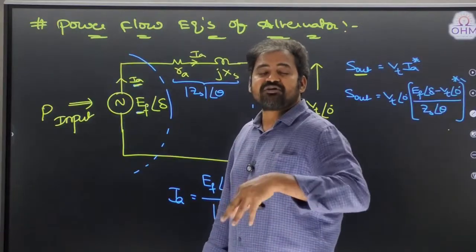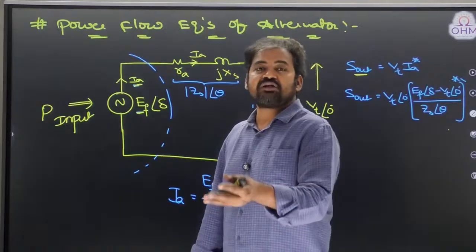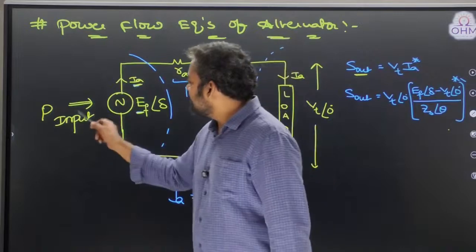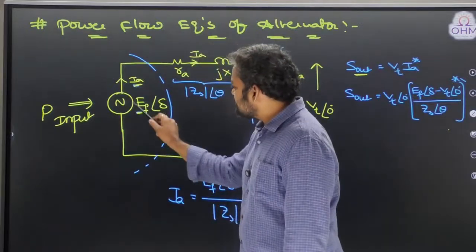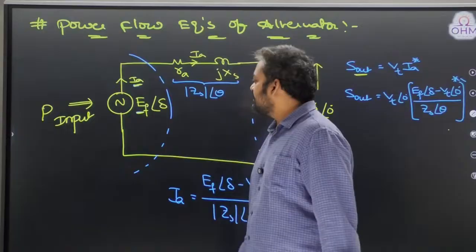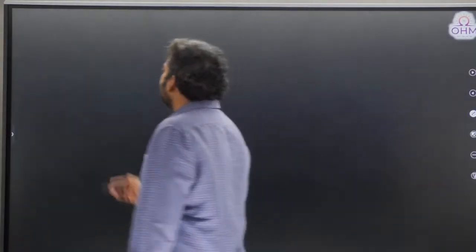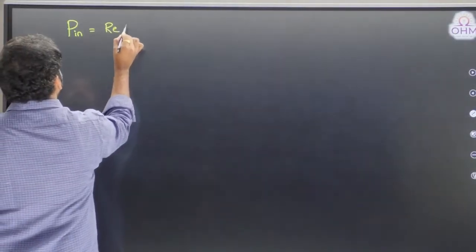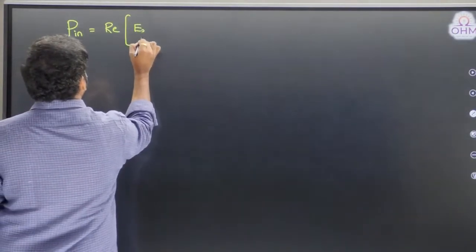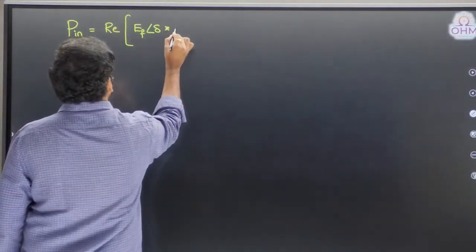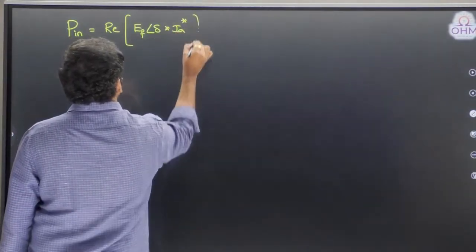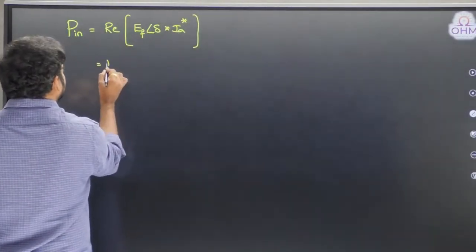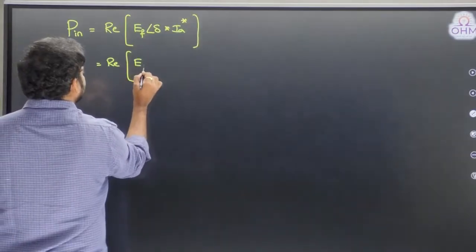If you calculate VI conjugate, that will give you complex power. If you know complex power, how do you calculate active power out of it? Active power is simply the real part of the complex power. Okay, so let us calculate input active power also. Remember, this is the voltage and this is the current. Active power input means it is the real part of the conjugate power, EF at an angle delta into IA conjugate. Got it? This is into, this is conjugate.